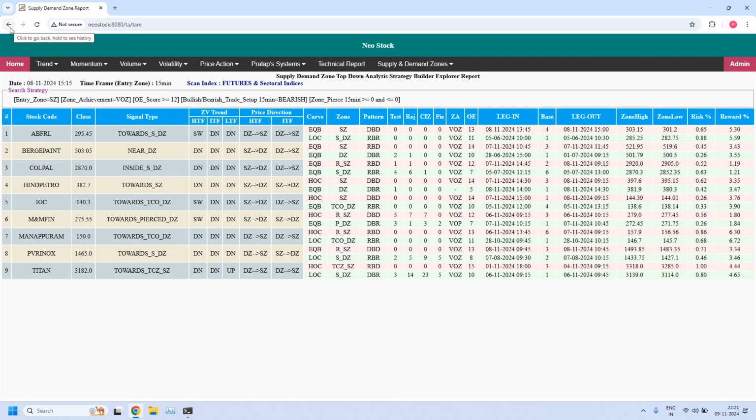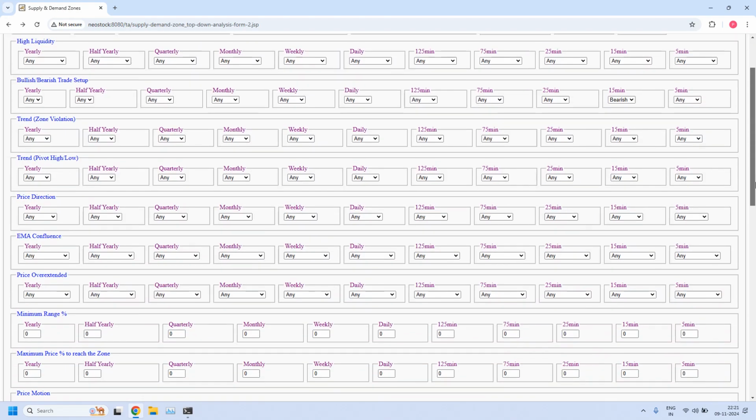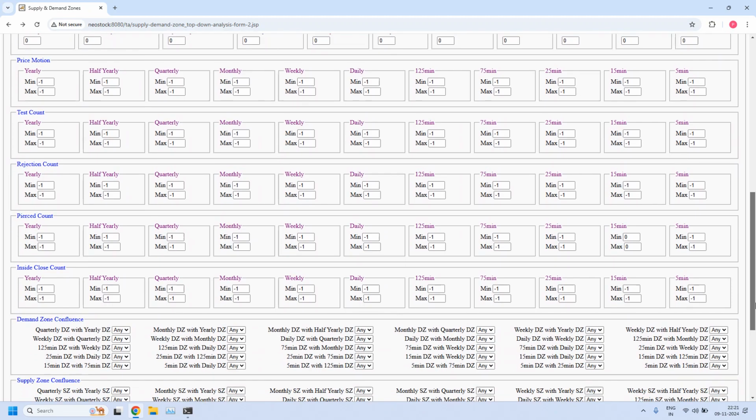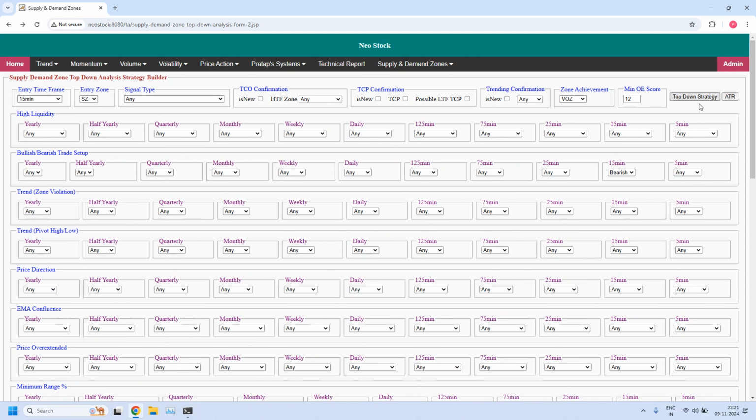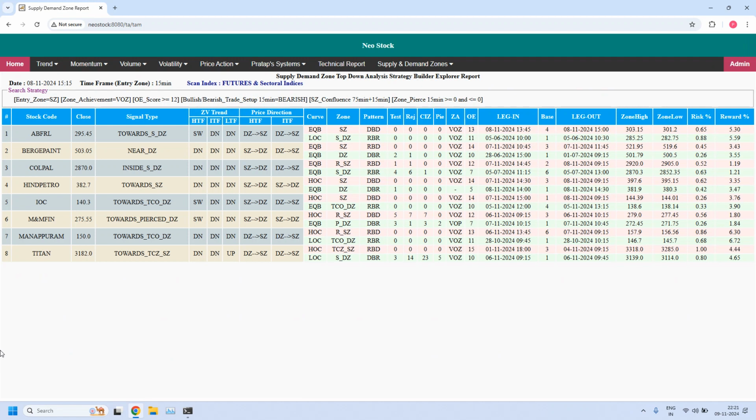So first filter is based on LTF and ITF supply zone confluence. That is a 15 minute supply zone with 75 minute supply zone confluence. Enable the filter. With this filter, LTF, ITF supply zone confluence, we got 8 stocks out of 9. In all these 8 stocks, these 15 minute supply zones, all these entry zones, are part of the 75 minute supply zone. And 75 minutes trend is down.